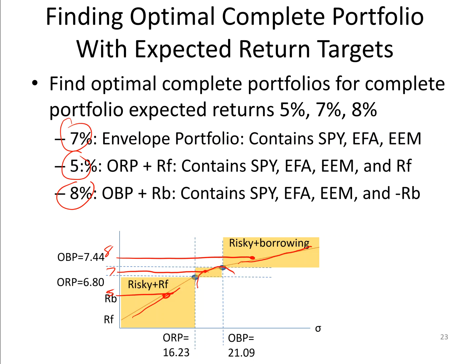I know that because 8 is greater than the expected return of the optimal borrowing portfolio, therefore it must be on this line. 5 is less than the expected return of the optimal risky portfolio, therefore it must be on this line. And 7 is right in the middle. So 8 is greater than this vol, 5 is less than this vol, and 7 is right in the middle.